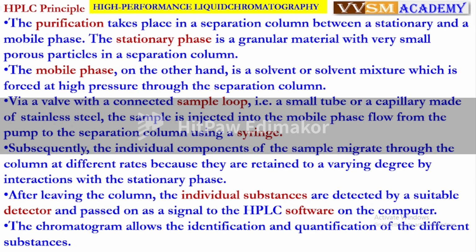That is the stationary phase, and as you know, the mobile phase, coming to the sample loop, spray syringe and individual substances, HPLC software and the computer. The chromatogram allows the identification and quantification of different substances.